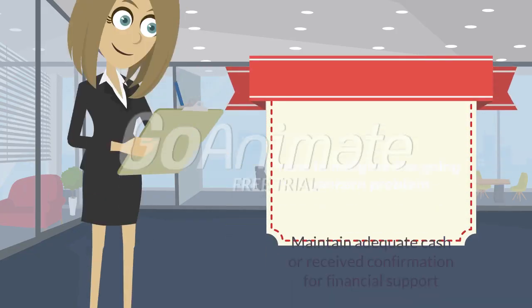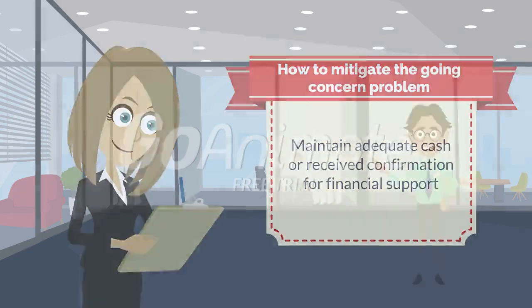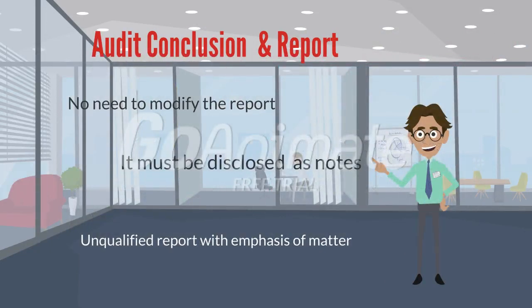The management can provide information to the auditor on how to mitigate the going concern problem, such as maintaining adequate cash or receiving confirmation for financial support. In terms of audit conclusion and report, if the going concern issue has been resolved, there is no need to modify the audit report. If the going concern has a mitigating factor, then it must be disclosed in the financial statements as notes. Thus, the auditor's report will be an unqualified report with emphasis of matter.